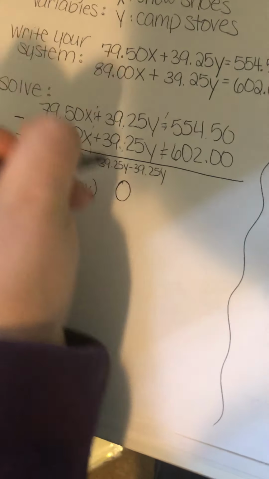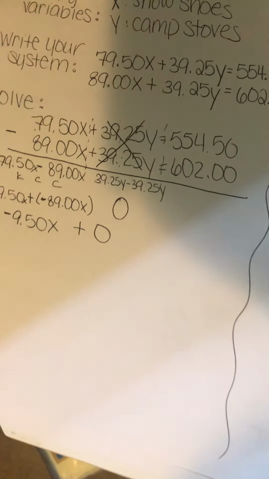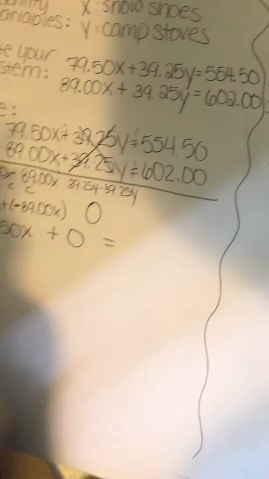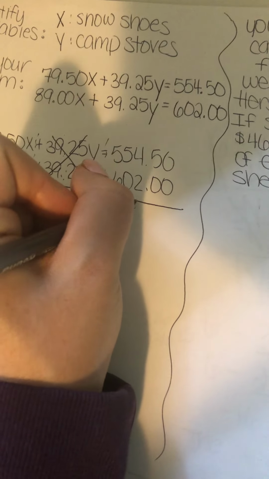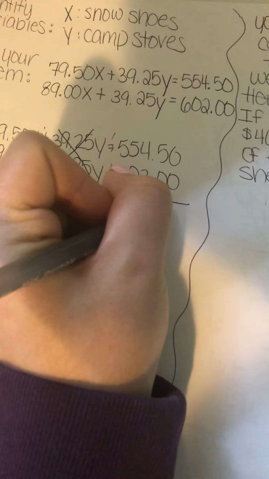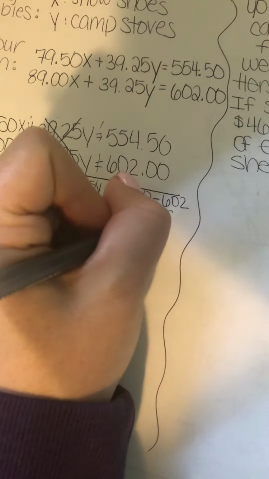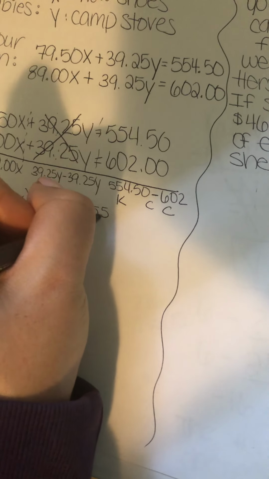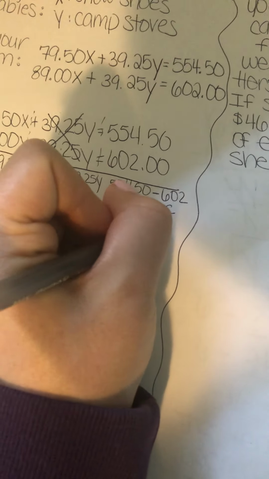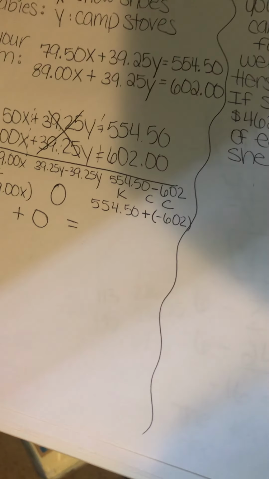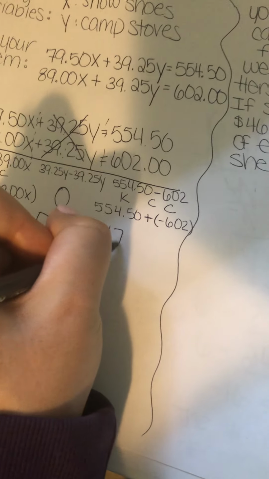That we know equals 0, that's why we're doing subtraction, to eliminate it. So we get 0 for the y. Bring down your equal sign. Okay, now we do 554.50 minus 602. I'm going to use keep, change, change. So 554.50 stays the same. We now add a negative 602 to that. Okay, and that combination is going to give us negative 47.50.